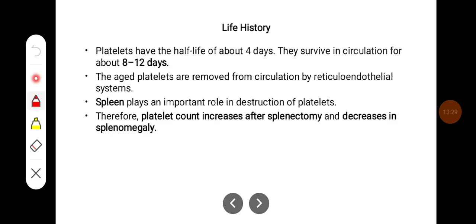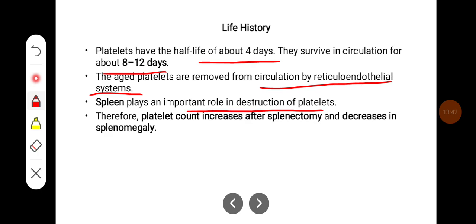Platelets have a half-life of about 4 days. They survive in circulation for 8 to 12 days. The aged platelets are removed from circulation by the reticuloendothelial system. Spleen plays a very important role in the destruction of platelets. Therefore, platelet count increases after splenectomy and decreases in splenomegaly.